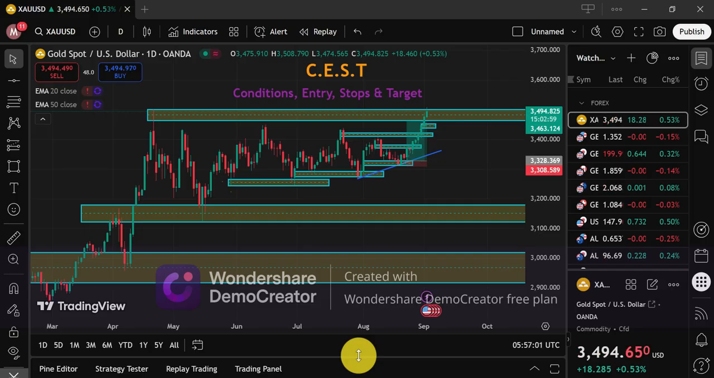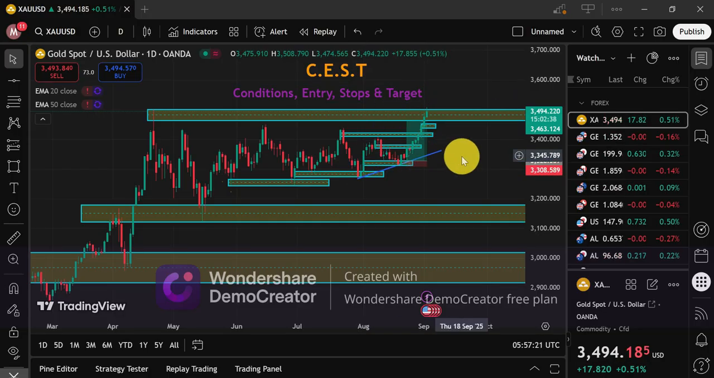And today I want to teach us a very significant concept in Forex trading that can change the game for you. And this is what I call the CEST approach, and it basically stands for conditions, entry, stops, and targets.